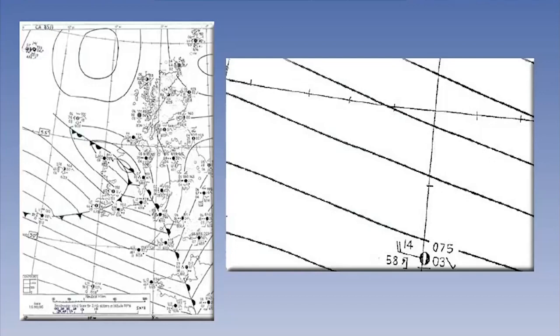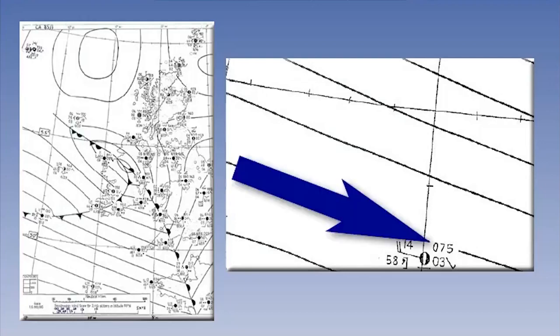Remember, the direction is found by using Buys Ballot's law. If this is a northern hemisphere map, the geostrophic wind will be blowing from the west at about 285 degrees. The speed can be found from the geostrophic wind scale. In this example, it is 20 knots. What will the surface wind be doing though?